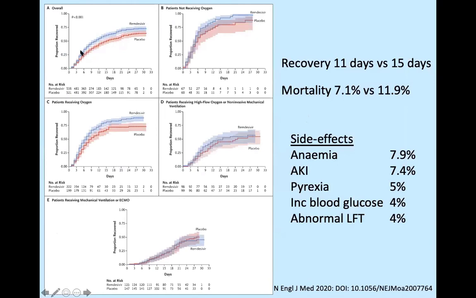But what you saw was this is the proportion that recovered on these scales and days. The Remdesivir group recovered a bit better and a bit quicker, largely on those not receiving oxygen or receiving oxygen, but for the high flow oxygen or NIV, and for the mechanical ventilation, actually very little difference. The mortality, not statistically significant, 7% versus 11% Remdesivir and non-Remdesivir. Side effects, anemia in 8%, acute kidney injury 7.5%, pyrexia, raising blood glucose, abnormal liver function tests, again under 5%.